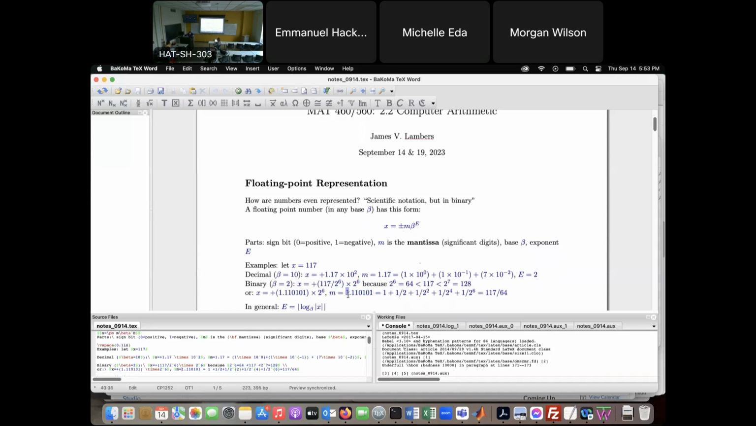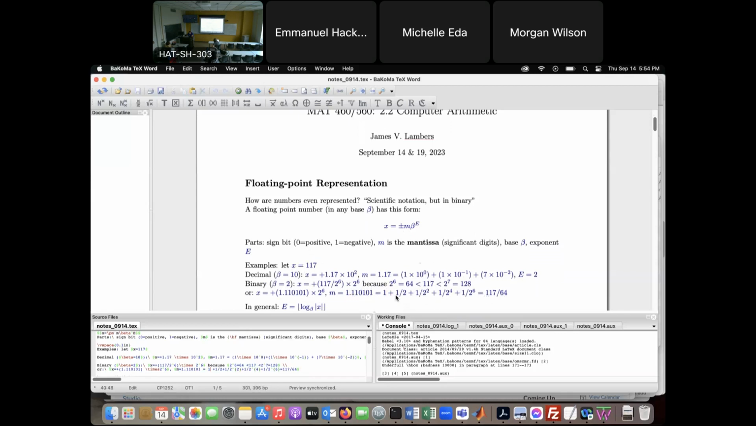So this 1 to the left of the, I guess now I call it binary point, is just 1. And then this digit, the 1 right after the point, corresponds to 1/2. The next one corresponds to 1/4. And then here we have a 0. So the next position is 1 over 2 to the 4th. And then this one corresponds to 1 over 2 to the 6th. So all of these together give me the number 117 over 64.